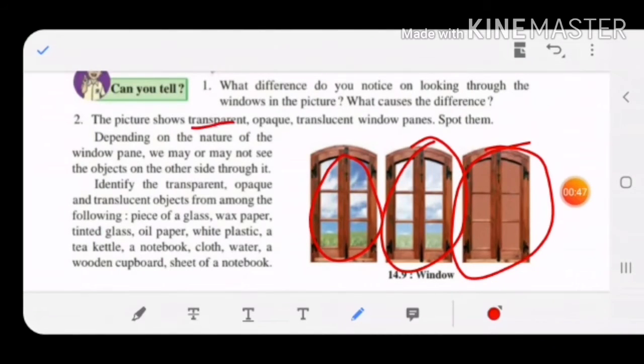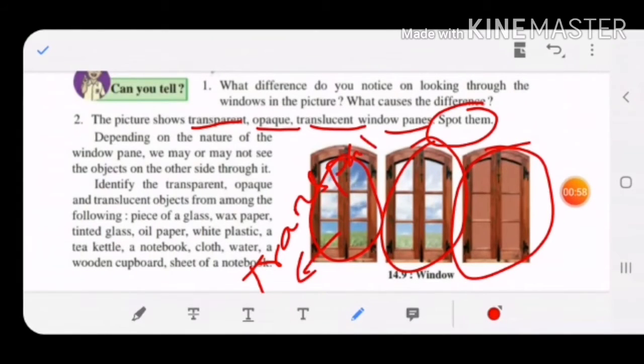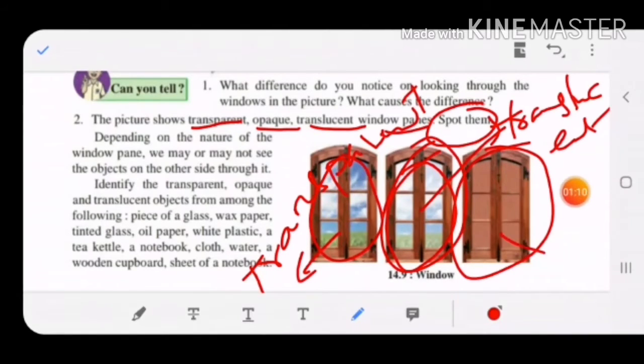So the picture shows transparent, opaque, translucent window panes. Spot them. Now we have to spot which one is transparent. The first one is transparent. Why is it transparent? Because we could see the other side of the window, that is clouds, very clearly. The second one is translucent. Translucent means faint. We could see, but it is much fainter. Okay, and the third one we could not see, so it is opaque. Opaque means through which the light does not pass and we are not able to see anything from that window. So that is called opaque.